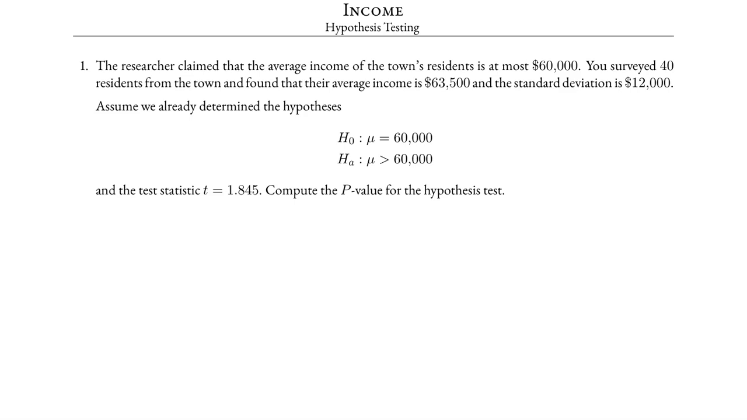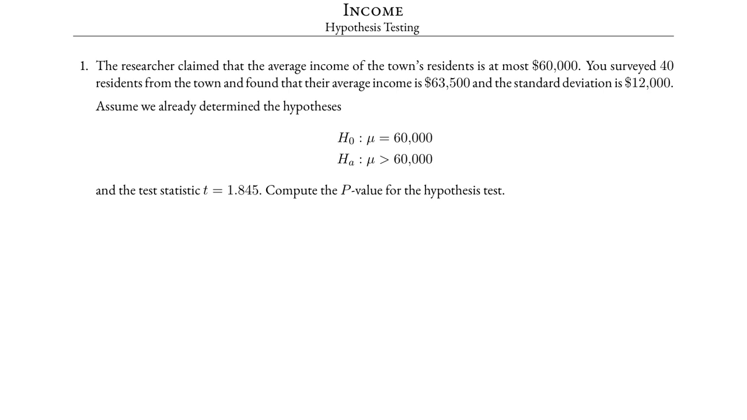The researchers claimed that the average income of the town's residents is at most $60,000. You surveyed 40 residents from the town and found that the average income is $63,500 and the standard deviation is $12,000. Assuming we already determined the hypotheses, the null hypothesis is mu equals 60,000 and the alternative hypothesis is mu greater than 60,000, and we also determined the test statistic t equals 1.845. Compute the p-value for the hypothesis test.